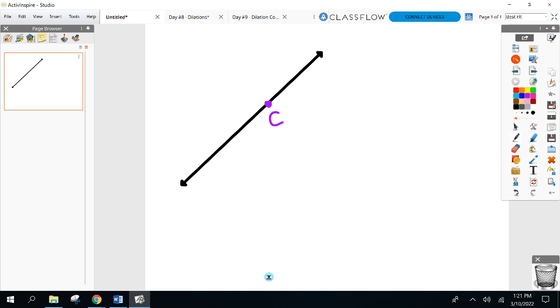Same one. Exact same one as the pre-image. So that's what I needed you to get out of yesterday's lesson. All right, how to dilate a line.